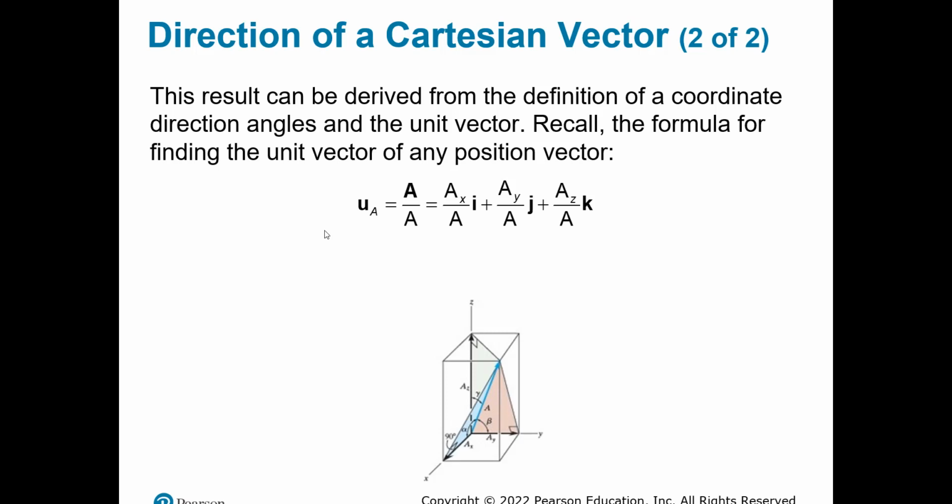This result can be derived from the coordinate direction angles and the unit vector. The formula for finding the unit vector at any position will be, as I said, the vector. This formula right here is the formula with which we started. At the end, it's basically each one of those components divided by the magnitude of the vector. I always use that because that's how I learned calculus when I was learning my engineering courses.